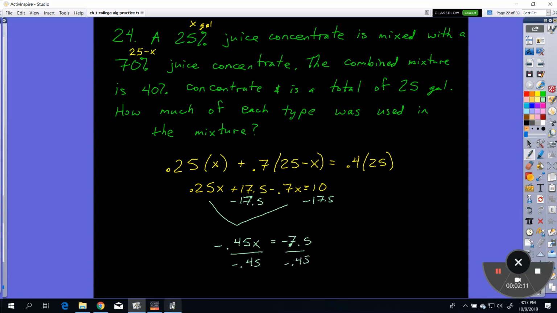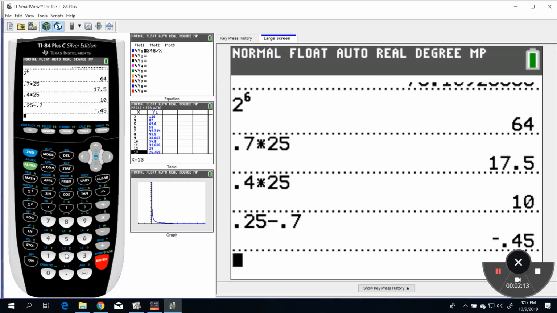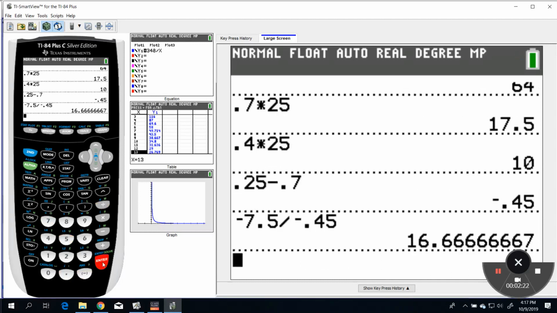So negative 7.5 divided by negative 0.45 gives me 16 2/3 gallons.